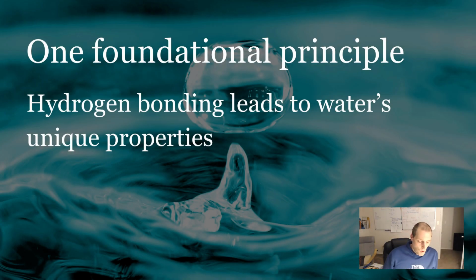Okay, so we're going to move on from electronegativity and polarity to our second foundational principle. Polar molecules can hydrogen bond. So if we consider two water molecules, if we put those water molecules close enough together, because we have an end of the molecule which is slightly negative and an end of the molecule which is slightly positive, there'll be a weak electrostatic interaction between the slightly negative part and the slightly positive part, and we call that a hydrogen bond.